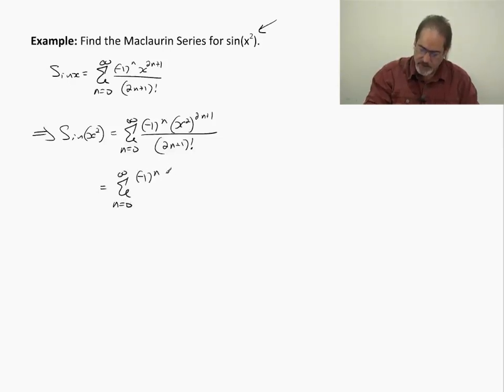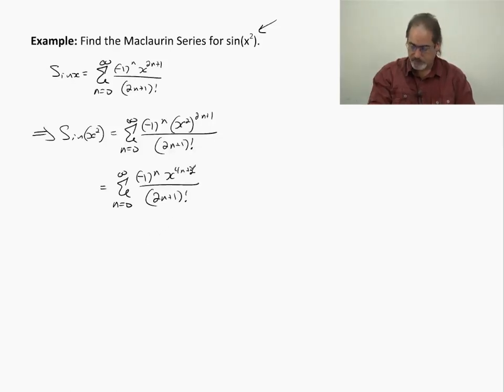negative 1 to the n. This would be x to the 4n plus 2 over 2n plus 1 factorial. And I'm not going to do it here, but you should probably take a look at this and determine what it converges for to see if this still converges for all x, which it should. But it'd be a good exercise to just quickly go through to see what you've got there.